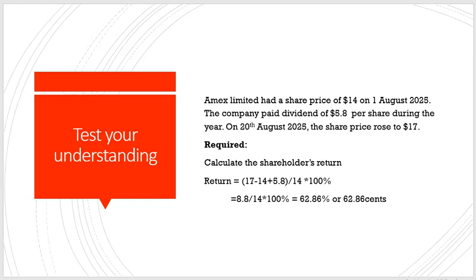So I'll say shareholders' return is 17, which is P1, minus 14, which is P0, plus dividends 5.8. So if you do that, the answer will be 8.8. Then you divide by P0, your original share price, which was 14, times 100, you get 62.86%. So it means shareholders' worth has increased by 62.86%.